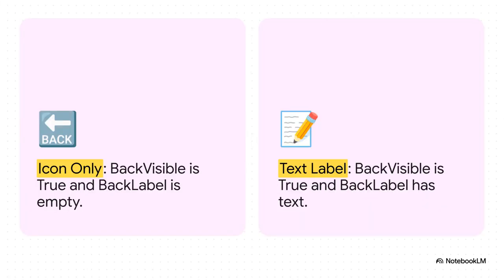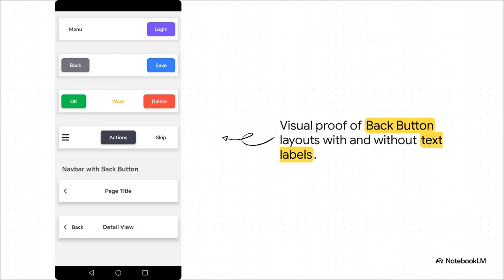Of course, building basic navigation flows is just as seamless. Every app needs a back button, right? Well, this component gives you 2 built-in options right off the bat. Option A is super minimal, icon only. Just set back visible to true and leave the back label empty. Option B is a bit more descriptive, icon plus text, where you literally just type back into the back label property. Easy.